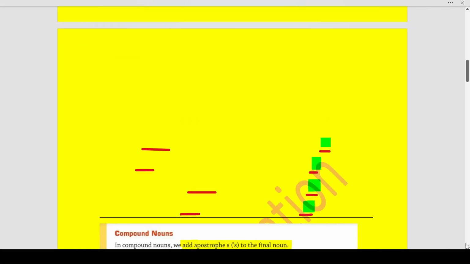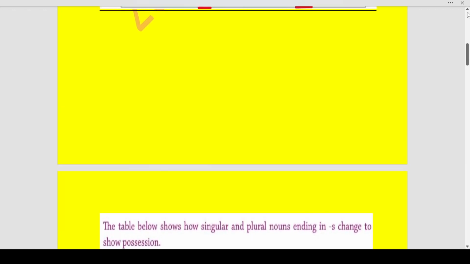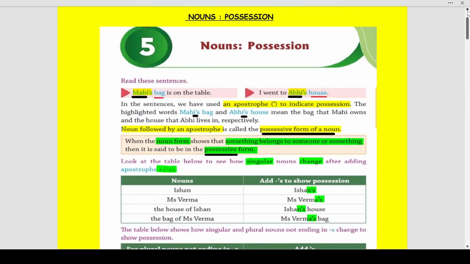Now let us understand from a table how we identify possession for singular nouns and possession for plural nouns. What are the rules that we follow? Now look at the table below to see how singular nouns change after adding apostrophe S. Okay. Now the nouns are Ishan, Mrs. Verma, the house of Ishan, and the bag of Mrs. Verma. Now we have to add an apostrophe S to show possession for these four nouns.